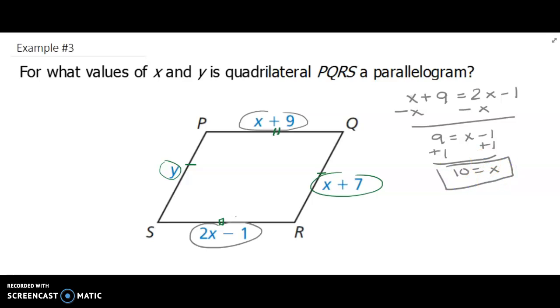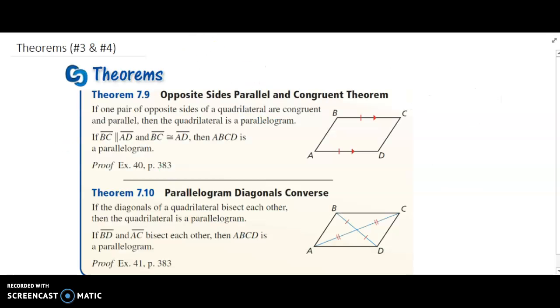Okay, so 10 equals x. So now I've solved for x, but I still have to solve for y. If 10 equals x, I can plug 10 in for x to know that this side is 17. Well, if this side is 17, the opposite side has to be the same, so y has to be 17 as well.